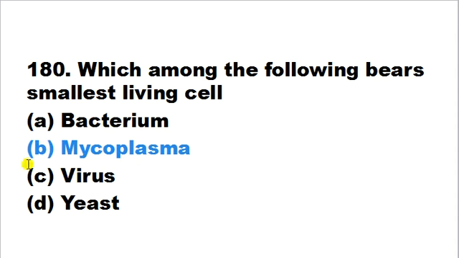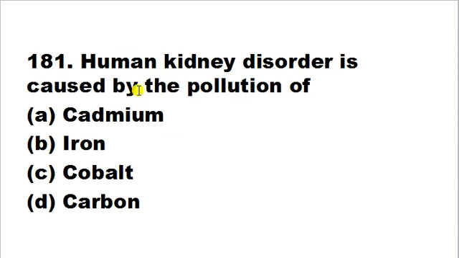Human kidney disorder is caused by the pollution of cadmium, iron, cobalt, carbon. So here its correct answer is cadmium. Cadmium causes bone softening as well as kidney failure. So it is the most harmful pollutant element which causes kidney disorder in human beings.